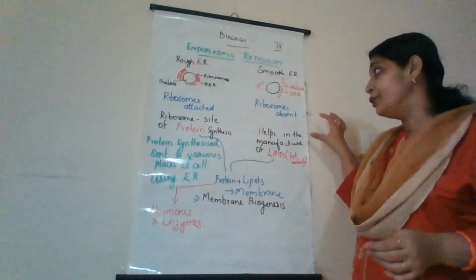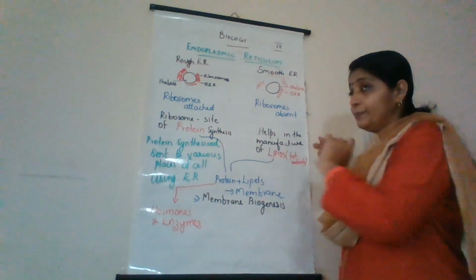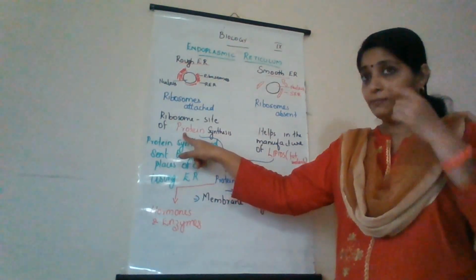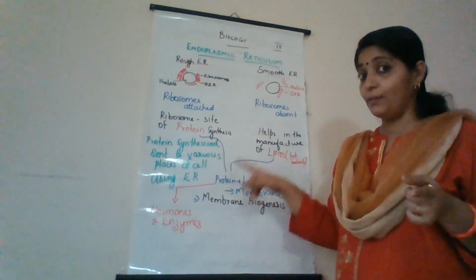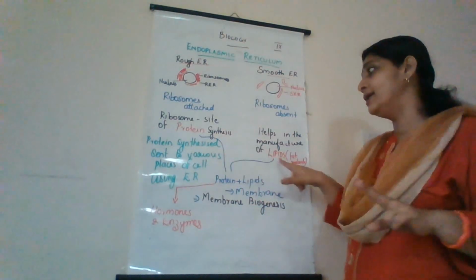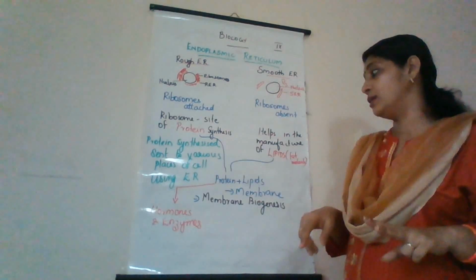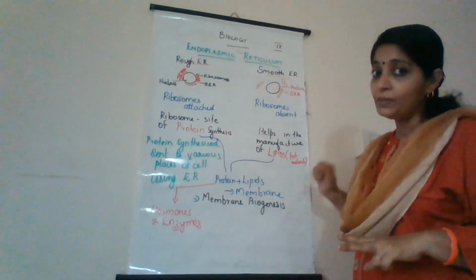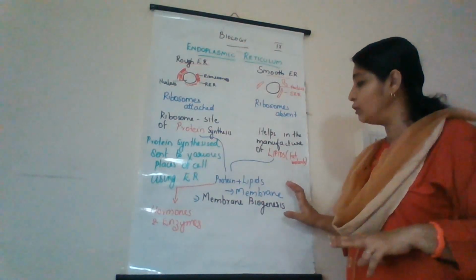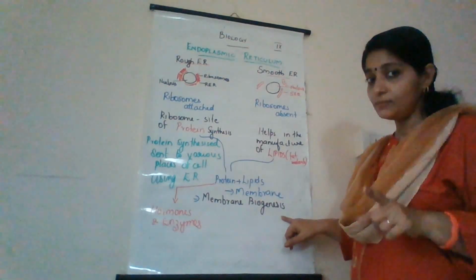And this smooth endoplasmic reticulum helps in the manufacture of fat molecules or lipids. So you might have heard of protein and lipids. We studied that the plasma membrane is made up of two constituents, proteins and lipids. So these proteins and lipids produced by the endoplasmic reticulum help in the formation of the membrane. And the process of formation of membrane is called membrane biogenesis.